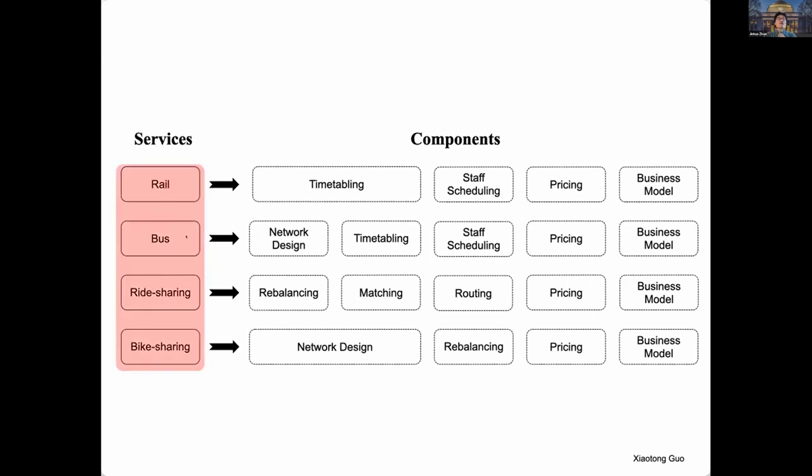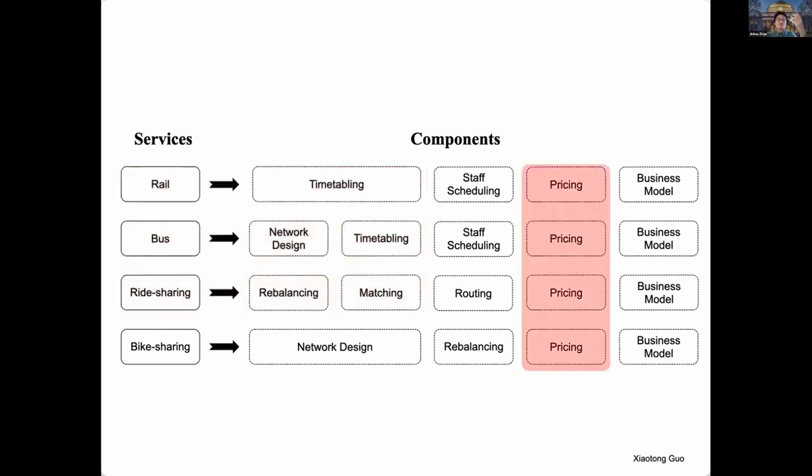For example, if you want to look at all this together, can you do this part together? Can you put timetabling and network design together across rail, bus, and ride share? So that's one way to think about it. When the ride share does the rebalancing and matching, can you consider the feeding bus and rail schedule and timetabling?